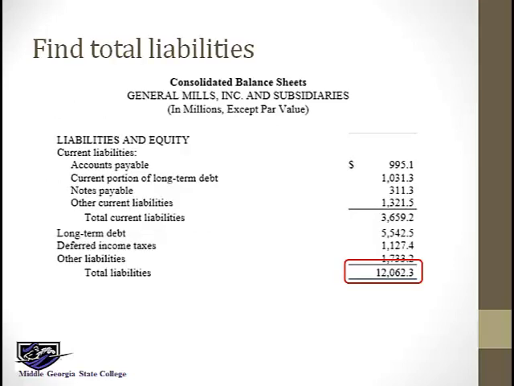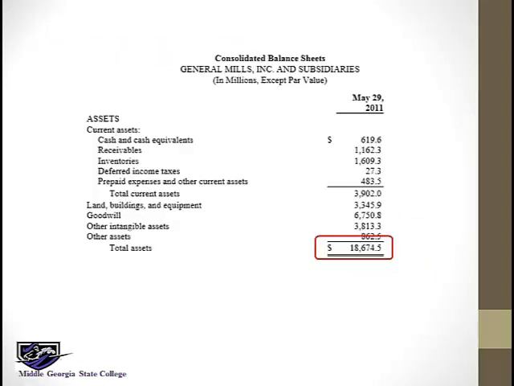So here we have General Mills. This is from 2011. So I went to their balance sheet, which is where I'm going to find liabilities, and I picked up their total liabilities of $12,062.3. And now I need assets for the denominator. So I went to the top side of their balance sheet and picked up their total assets for 2011.